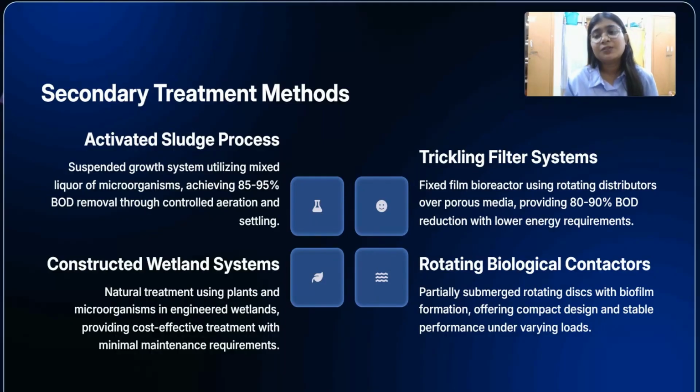After that, the trickling filter system is a fixed film bioreactor using a rotating distributor. They use the rotating distributor in the trickling filter system, and in the rotating biological contactor they use partially submerged rotating discs. There is not that much difference, they are the same. They rotate the distributors and submerged rotating discs, and they do the same work of dissolving oxygen.